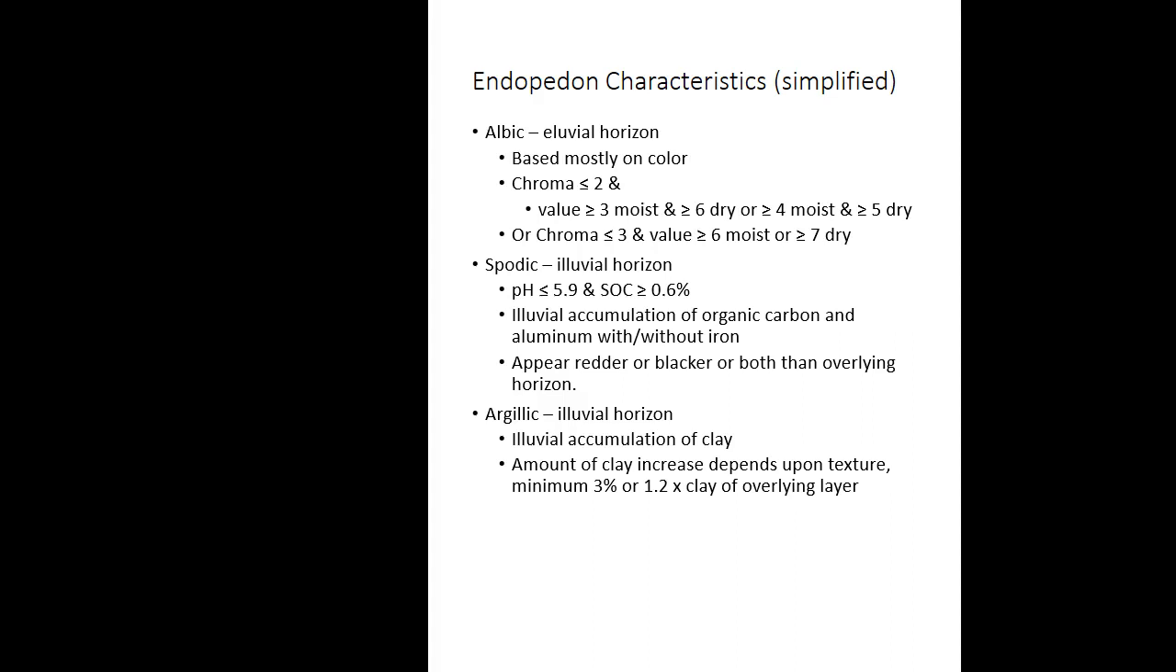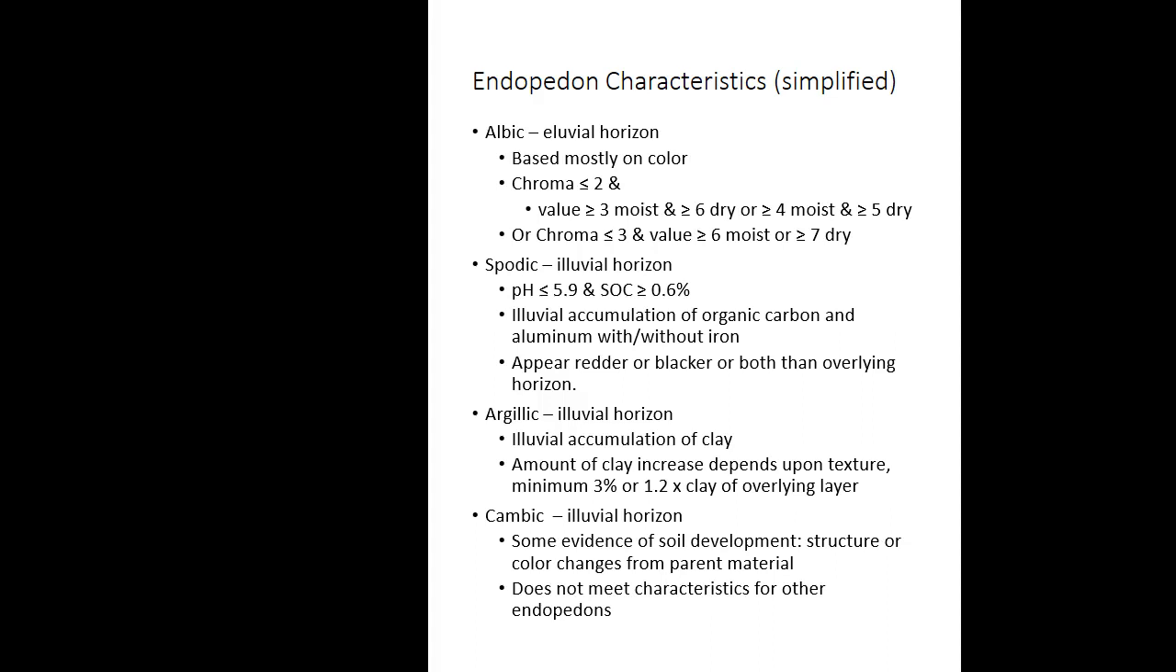An argillic horizon is an illuvial accumulation of clay. Now the actual amount of clay increase depends on the soil texture. At a minimum, it has to be at least 3% absolute, or 1.2 times the clay content of the overlying layer, until you get to soils with 40% clay and above. Then it's just an 8% increase absolute.